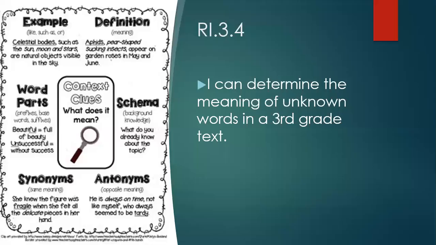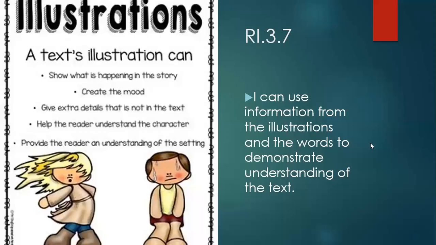Our second ELA standard is RI 3.4. I can determine the meaning of unknown words in a third grade text. What bold words are we going to look for today that have to do with pond? Our third ELA standard for the week is RI 3.7. I can use information from the illustrations and use the words to demonstrate an understanding of the text. So I just shared an illustration of Mrs. Faulkner's pond. We're also going to look at some other illustrations of some ponds.